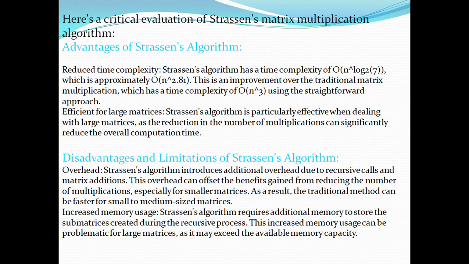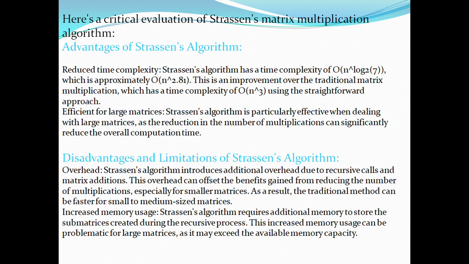Now we will discuss the disadvantages and limitations of Strassen's matrix algorithm. The disadvantages are as follows. Overhead. Strassen's algorithm introduces additional overhead due to the recursive calls and matrix additions. This overhead can offset the benefit gained from reducing the number of multiplications, especially for small matrices. As a result, the traditional method can be faster for small to medium size matrices.